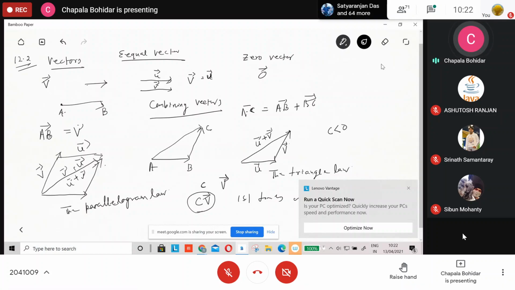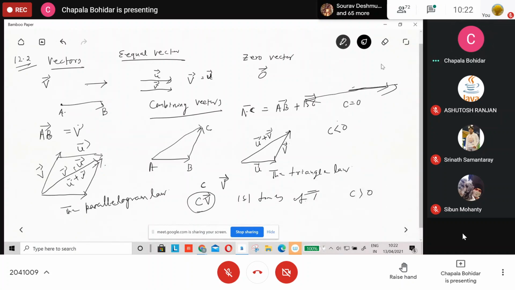If my direction of the vector V is this way, if C is greater than 0, it is in this direction, the positive direction. If C is less than 0, it is in the negative direction, so opposite direction. Okay. And if C is equal to 0, what do you get? The zero vector, since CV is 0.